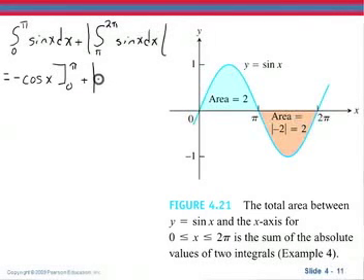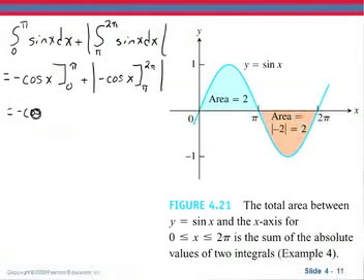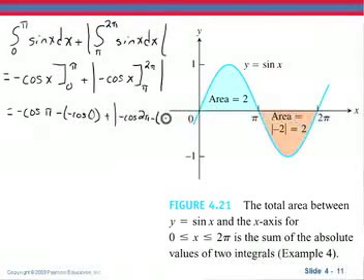Plus, I'm going to take the absolute value here. The antiderivative is negative cosine x, and we're going to go between pi and 2 pi. We're going to take the absolute value of that. So that means it's negative cosine of pi minus negative cosine of 0, plus, of course we've got the absolute value here again, negative cosine of 2 pi minus negative cosine of pi. And all that's in the absolute values.